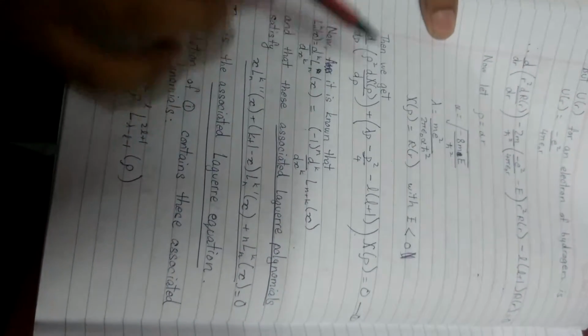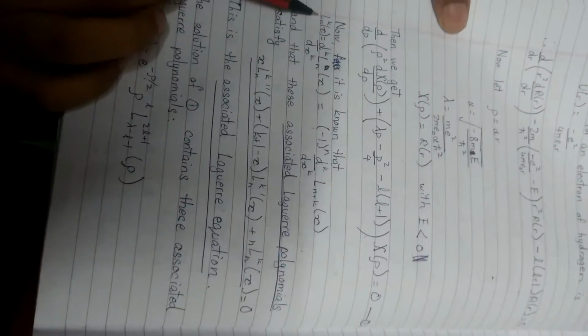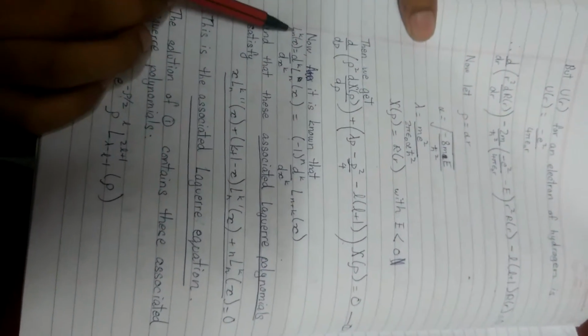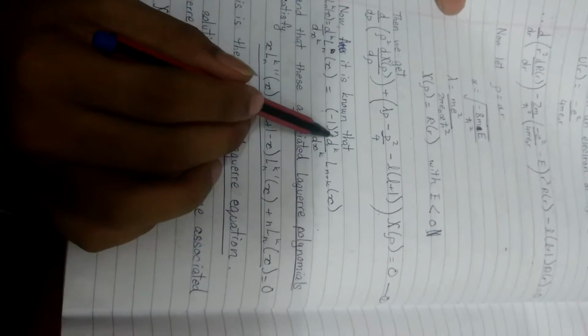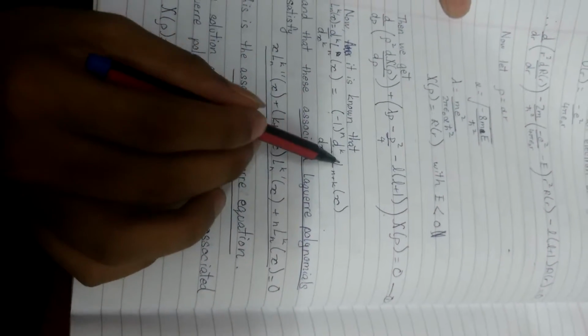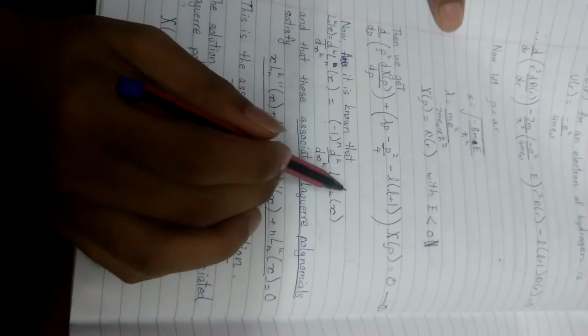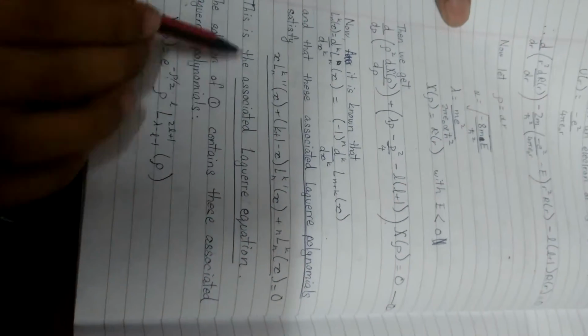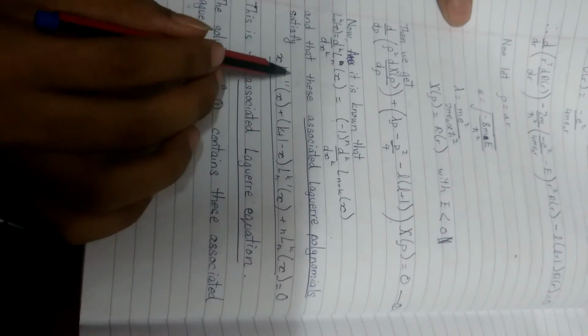Now we need to introduce another concept with Laguerre polynomials. Now, it's known that the kth derivative of Ln is equal to minus 1 to the power of k, times the kth derivative of L(n+k). That's a pretty interesting result, and this helps us obtain the associated Laguerre equation, which is x into the kth derivative.